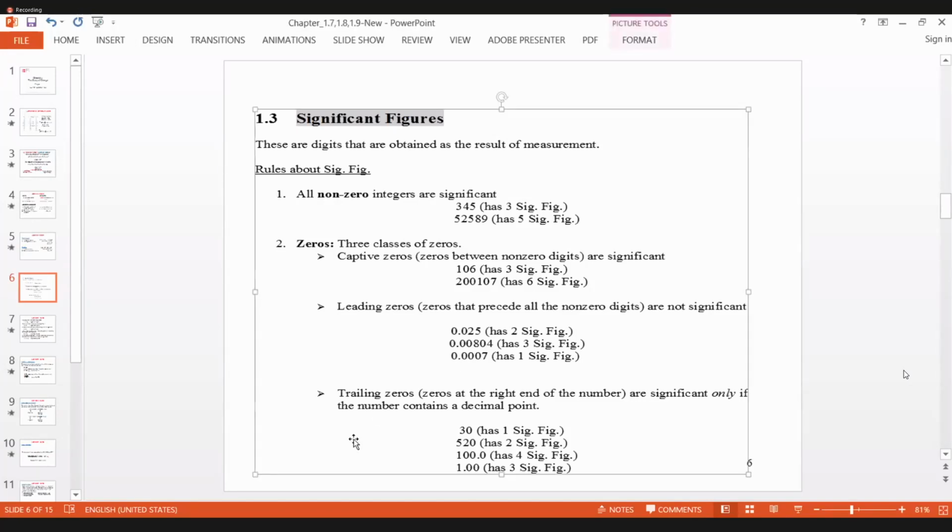The last one is trailing 0. Trailing 0 means the 0 after the digit. The 0 after the digit, if there is no decimal place, cannot be considered a significant figure. If there is a decimal, then the zeros before the decimal you should consider significant figures.